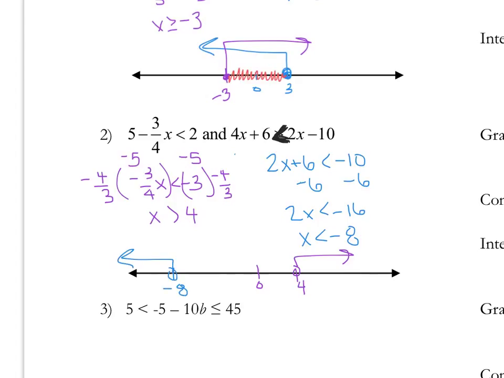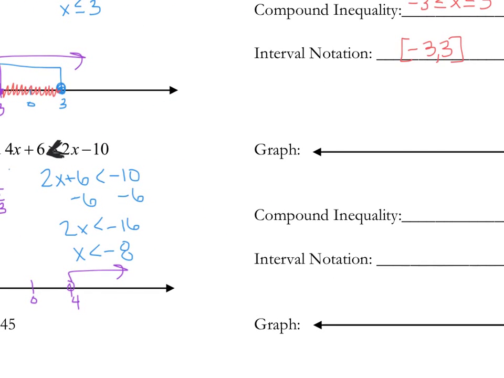So what's the problem with this? Well, the problem is this is an "and" compound inequality, and it doesn't cross, so our answer is no solutions, and we leave it the way it is.